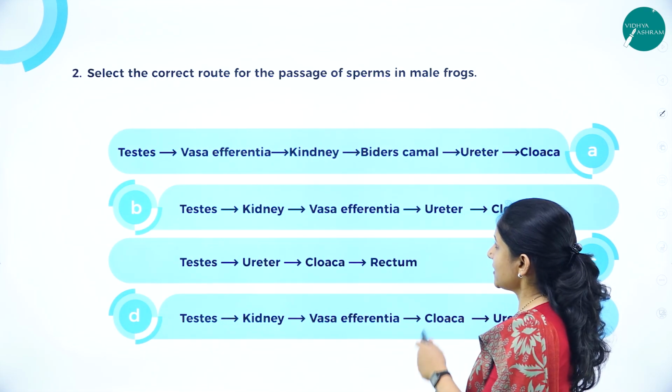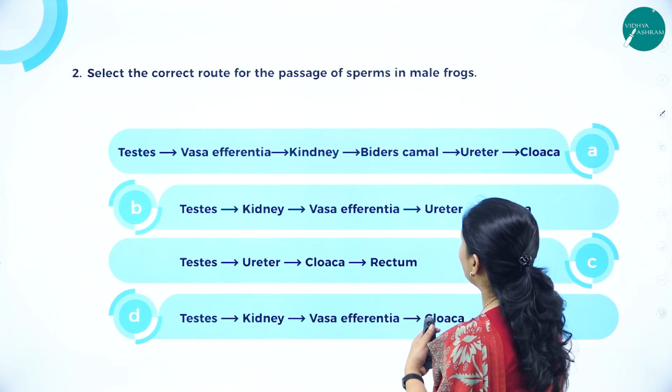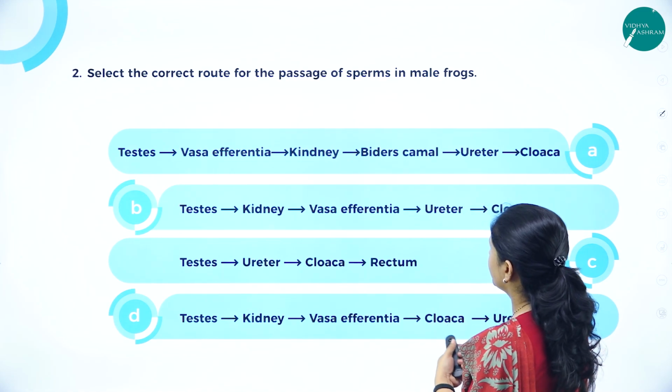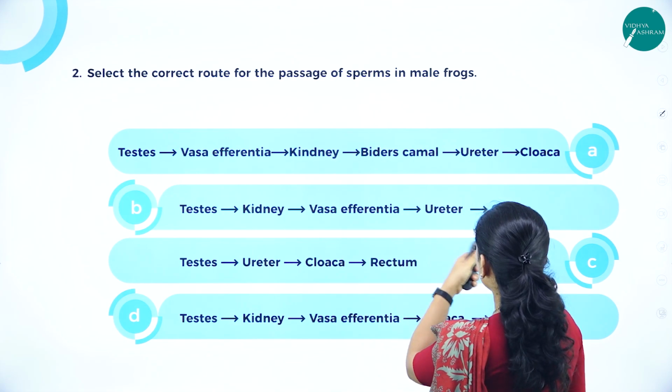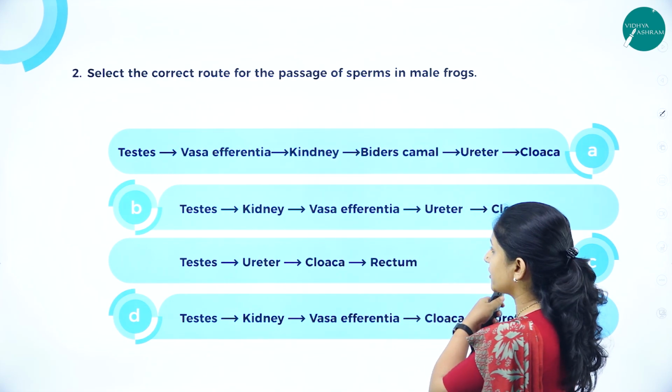Next question: select the correct route for the passage of sperms in a male frog. Testis, vasa efferentia, kidney, Bidder's canal, ureter, cloaca, that is option A.